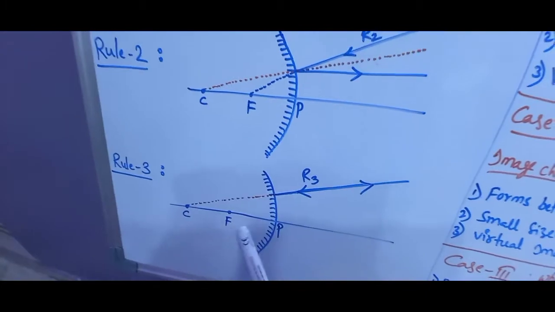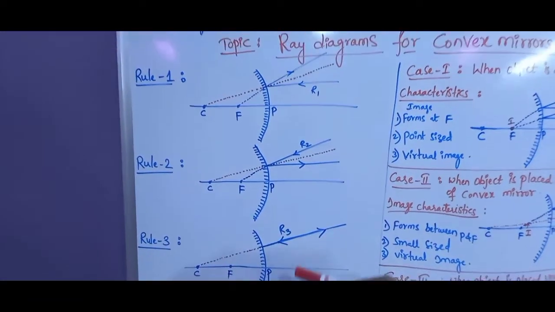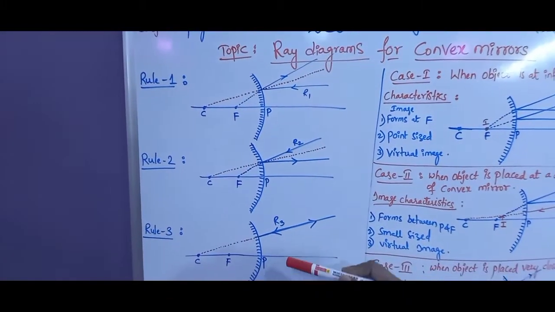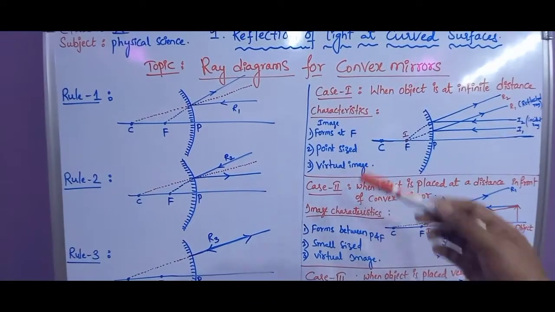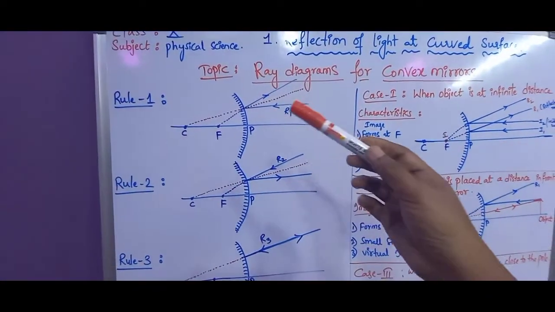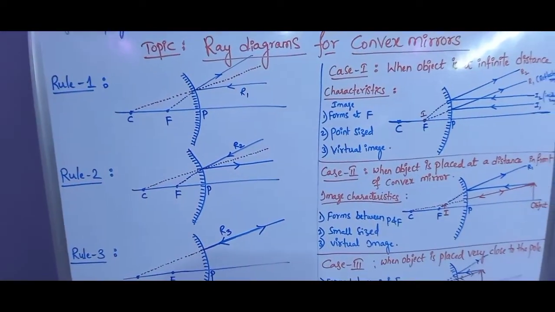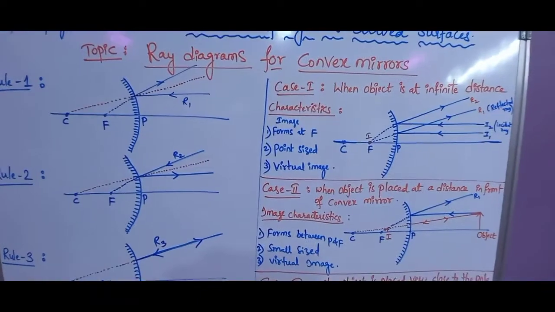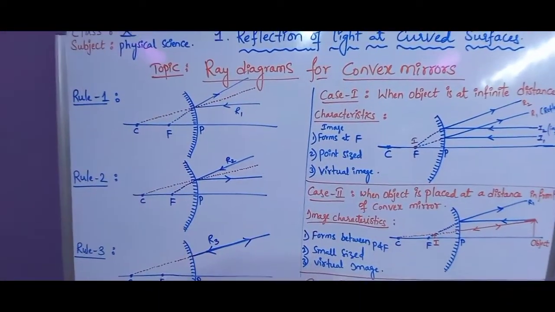Okay, children, this is rule number 3. So, by using these rules, we can draw the ray diagrams for objects which are placed at different distances in front of the convex mirrors. We need to draw any two incident rays in order to get their reflected rays, and in order to identify the position of the image. So, we need to draw the two incident rays by using these 3 rules.